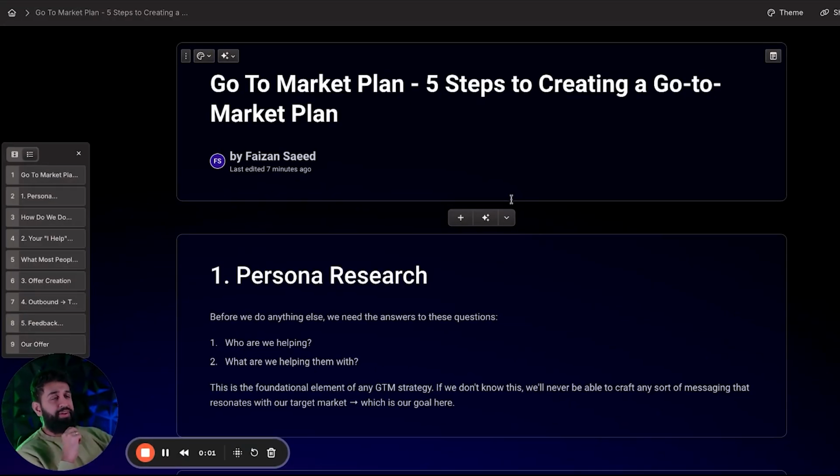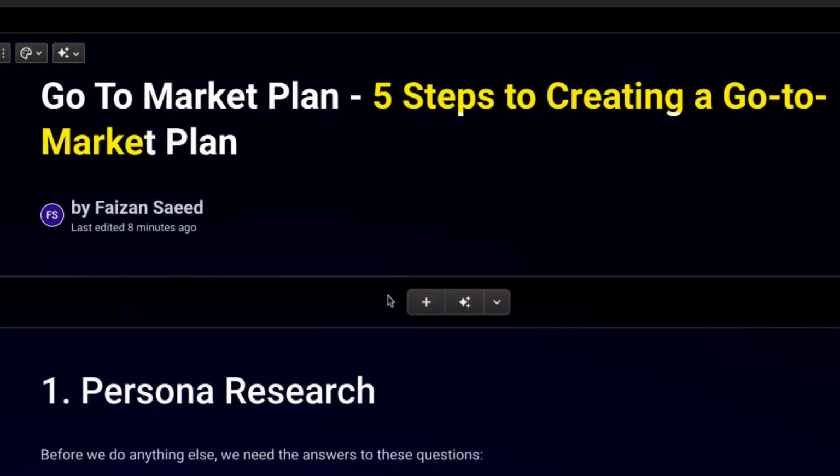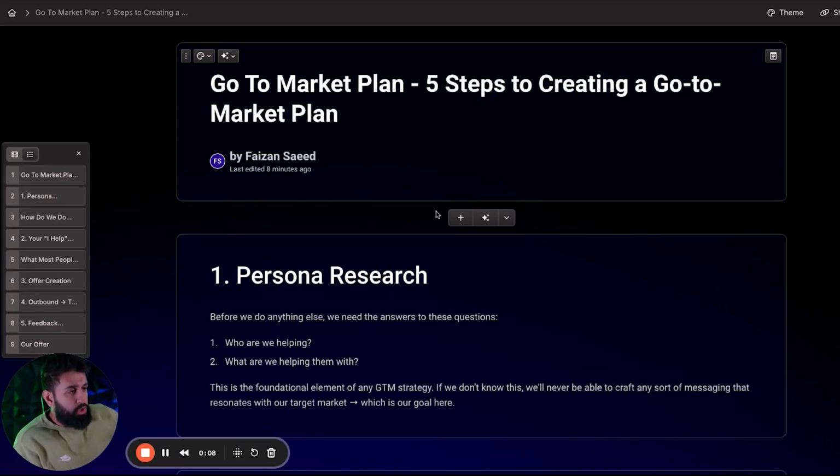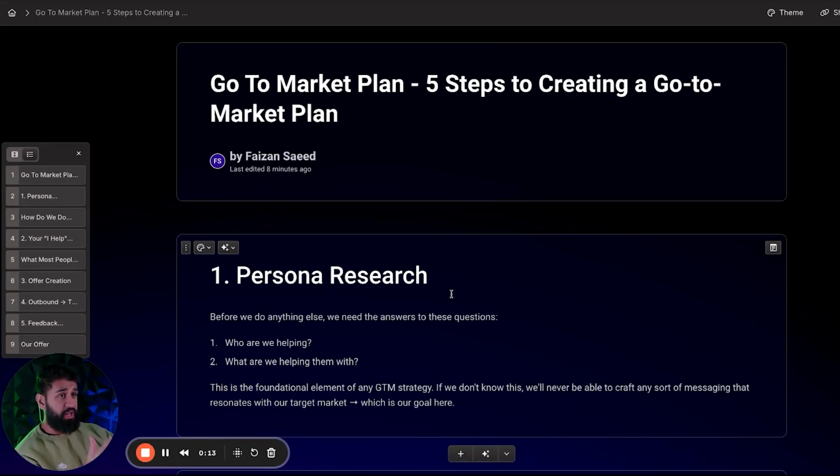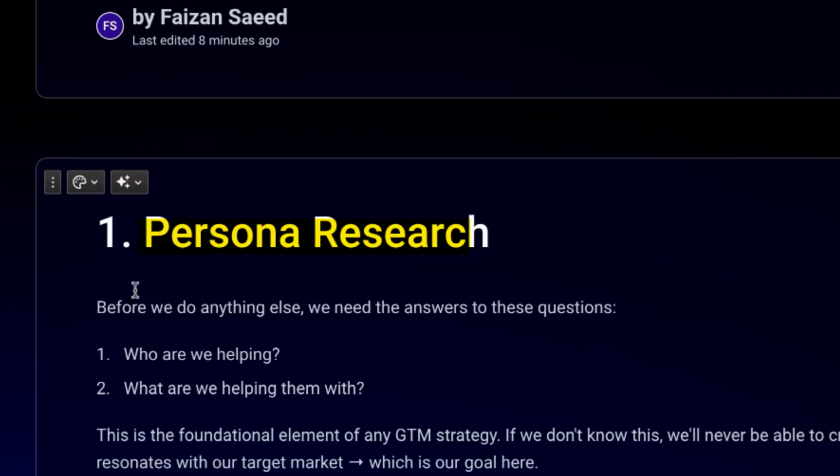All right, guys. So here it is, the go-to-market strategy, the go-to-market plan, the 5 steps to creating a go-to-market plan. Okay. So getting right into it, the first step of this is going to be doing your persona research.